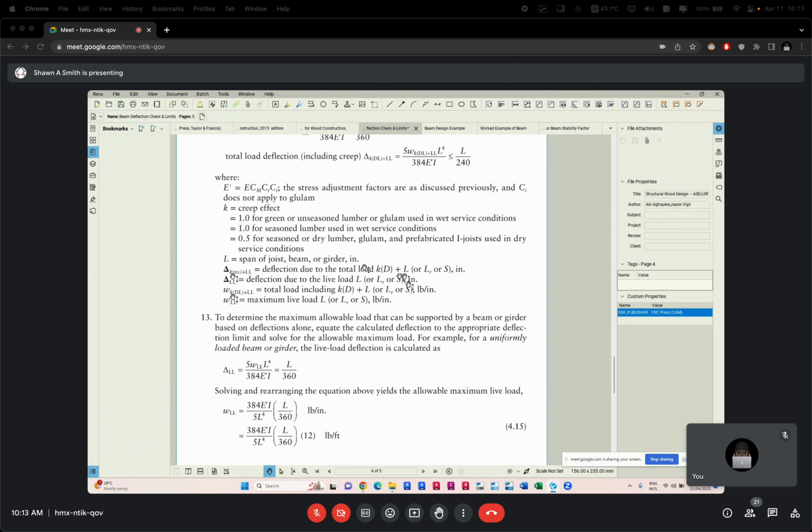And to find your WK, which is the total load when you combine live plus dead, you have to again apply the K value. The K value actually is a reduction value for your dead load. All right, it's a reduction factor for your dead load. You only reduce the dead load in that case because they're saying that not all of the dead load will be contributing to deflection. All right.